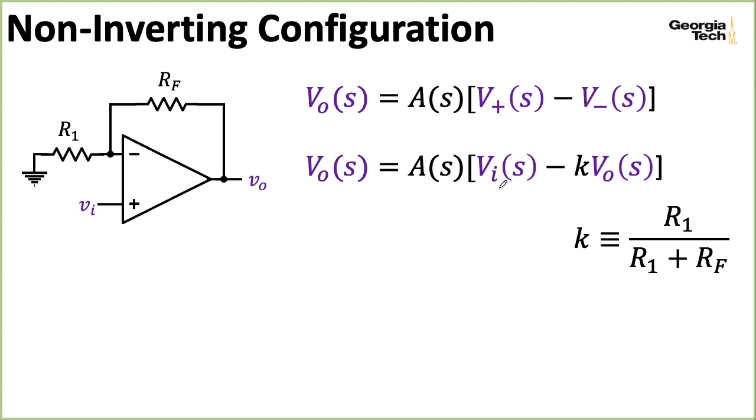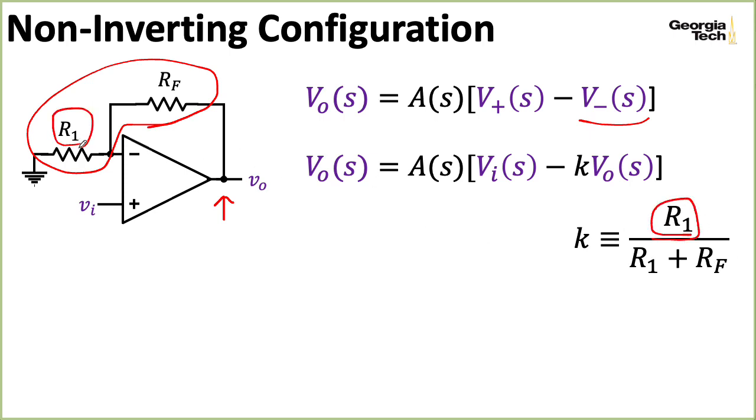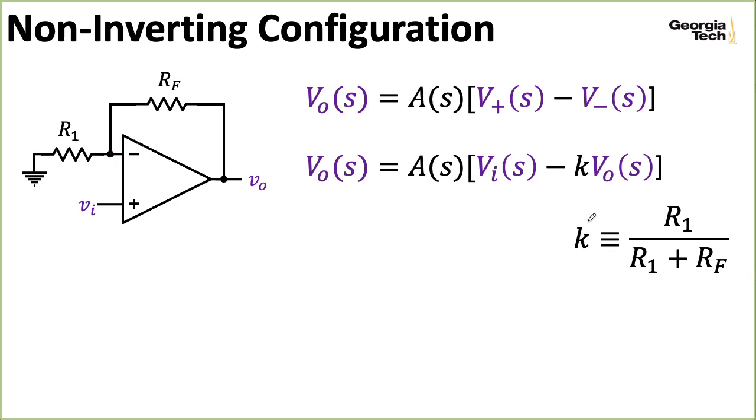So V plus is just going to be our input voltage VI. And what's at V minus? Well, it's going to be a portion of VO, but not all of VO. It's going to be a portion determined by this voltage divider. And so the voltage divider is going to have R1 in the numerator. That's what's going to ground. And then I sum the resistances in the denominator. And I'm going to call that fraction K. So K goes in here, and that's going to let us keep our formulas nice and compact.